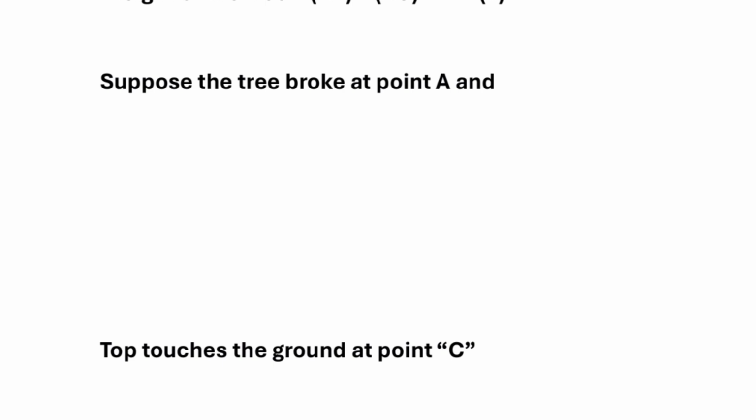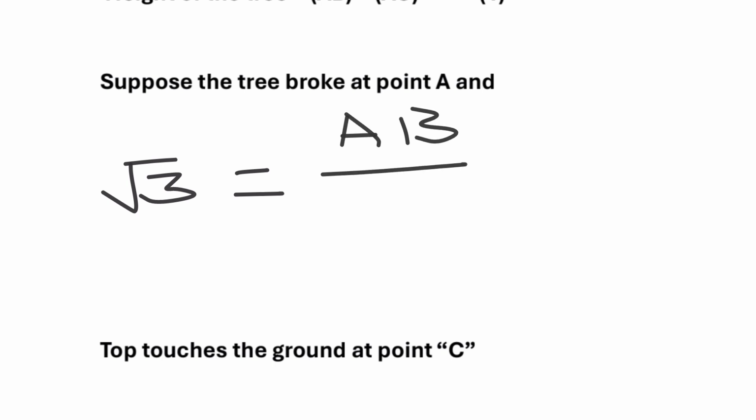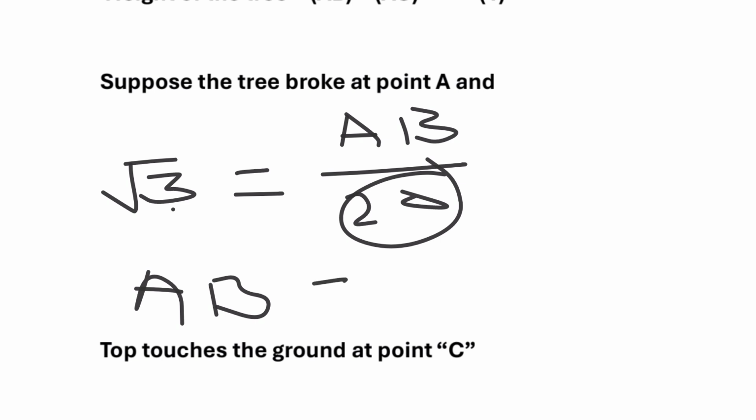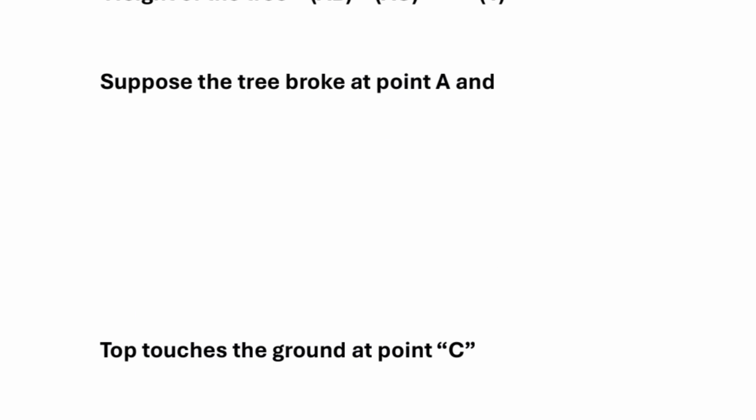Tan 60. What is tan 60? Root 3 is equal to AB, unknown, we don't know AB, upon BC, 20 meter. Okay, but right here 20. Now we take this 20 to the left side. Therefore, AB is equal to 20 root 3 meter.